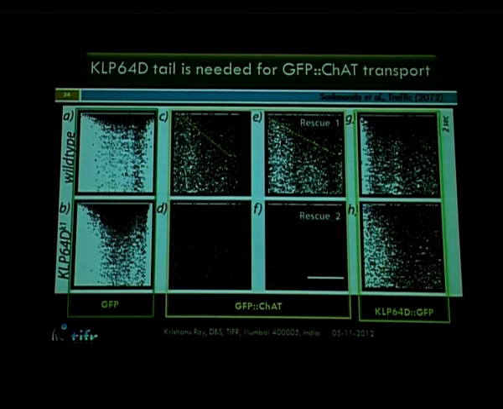When we made the kymographs of these recovery movies, we found that unlike the GFP, which has a bidirectional recovery pattern, which is typical of a diffusive recovery, the GFP-ChAT recombinant protein has a unidirectional recovery. This recovery is blocked in the kinesin 2 mutant also, and it cannot be rescued by the tailless motor, but it can be fully rescued by the full-length motor protein. And this pattern is similar to the pattern of the motor itself, which shows this biased anterograde moving recovery pattern.